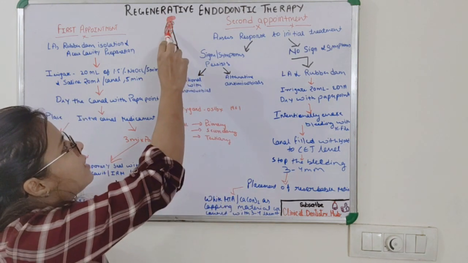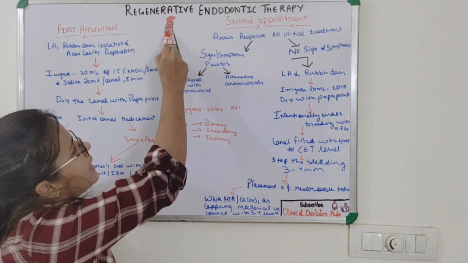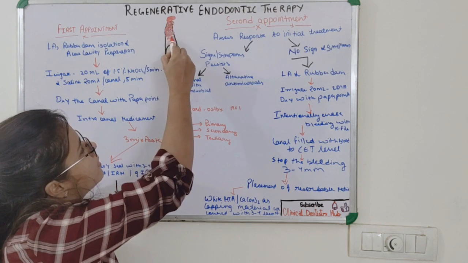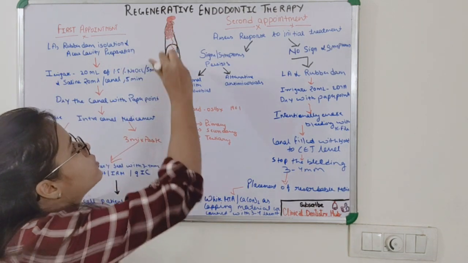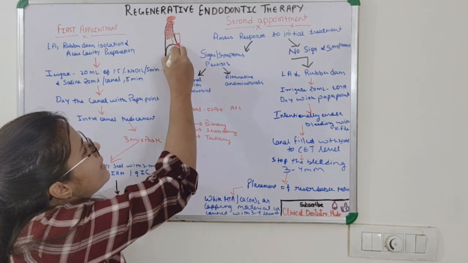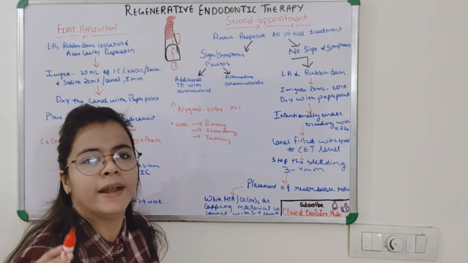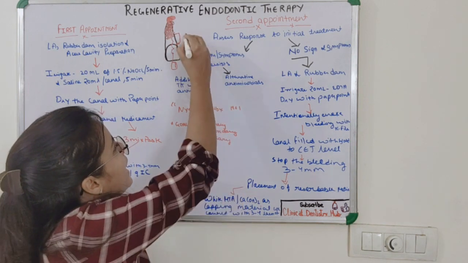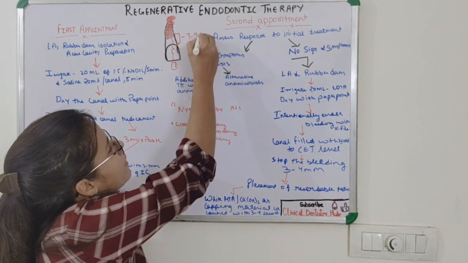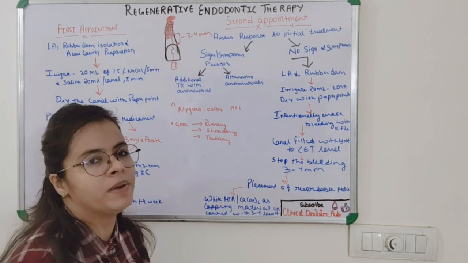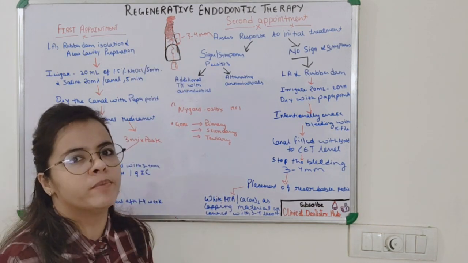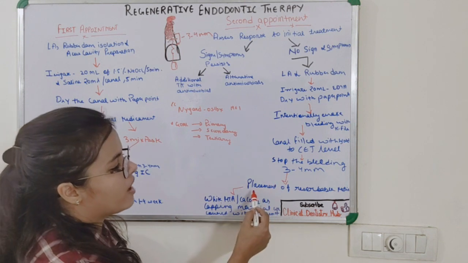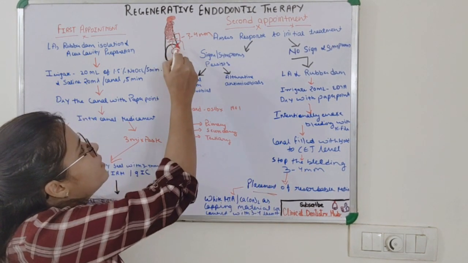So when the bleeding occurs, this bleeding will fill the canal of the tooth. Then you have to stop the bleeding. At least 3 to 4 mm of area should be there, so you can do the restoration over there. At this point, you have to stop the bleeding. Stop the bleeding, place a cotton pellet. As the bleeding stops, remove the cotton pellet. Then you have to place a resorbable material over here.